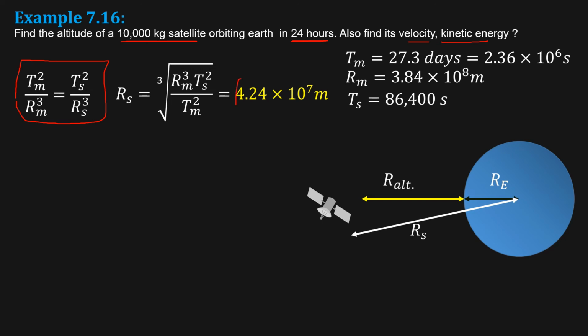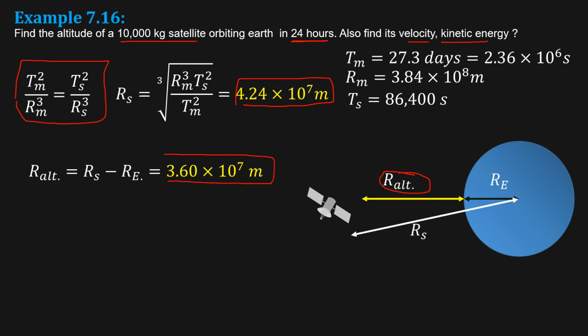And we get an R of S of 4.24 times 10 to the 7th. Okay, but that's not our answer yet because we need to find the altitude. And the altitude is this right here. We can find it by taking R of S minus the radius of the Earth, and we get the altitude of 3.60 times 10 to the 7 meters.